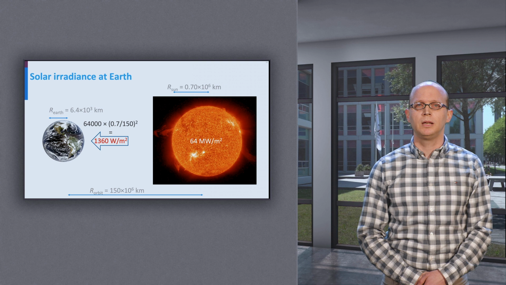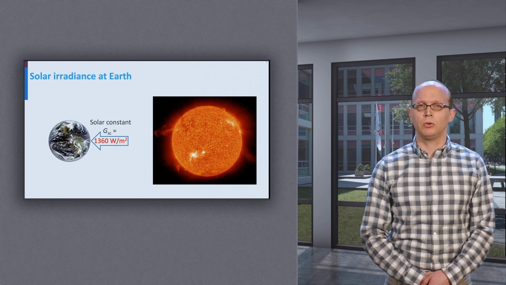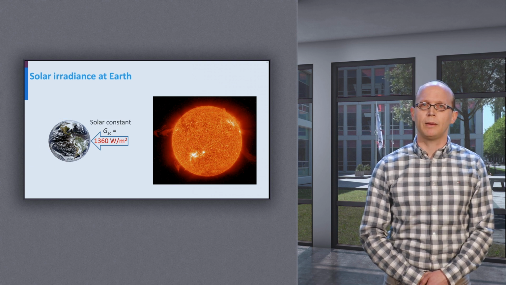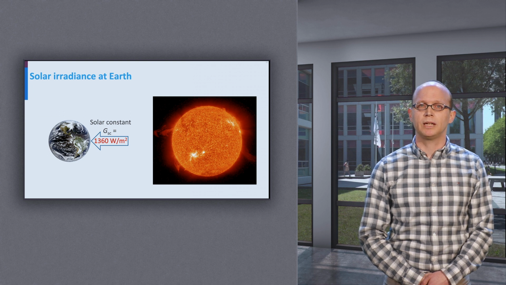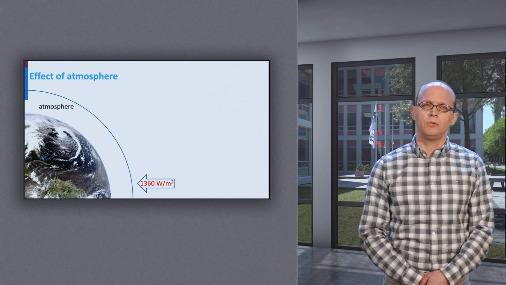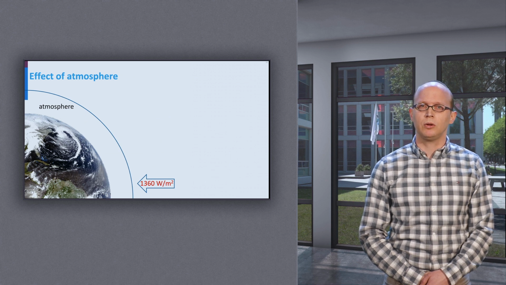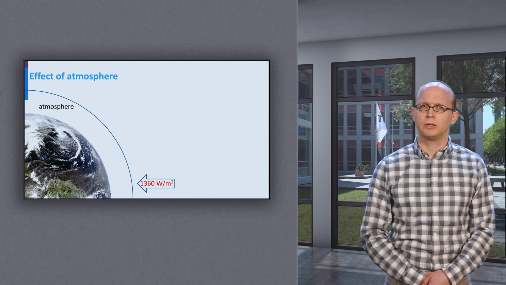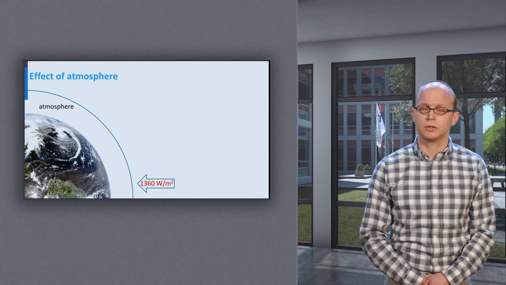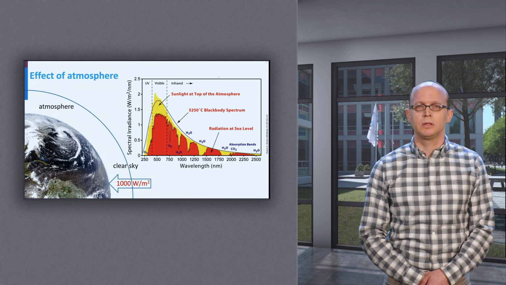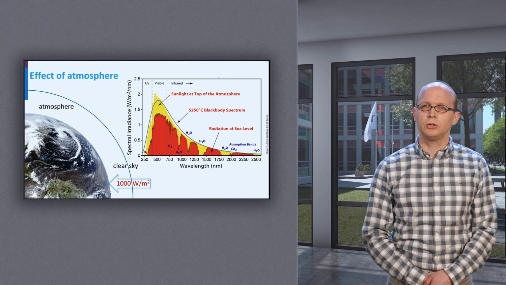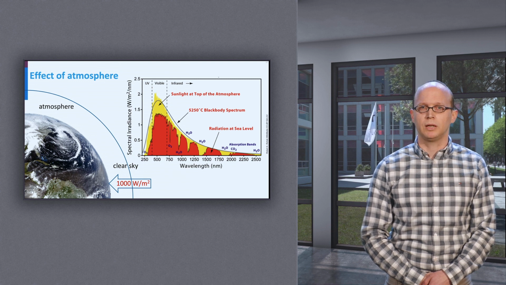per square meter. This is called the solar constant, an important number to remember as it gives you the maximum power density that can be obtained with solar power on Earth. We must keep in mind that Earth's atmosphere also reflects and absorbs part of the irradiance before it reaches the surface. This graph shows the spectral distribution of sunlight above the atmosphere in yellow and at Earth's surface in red.